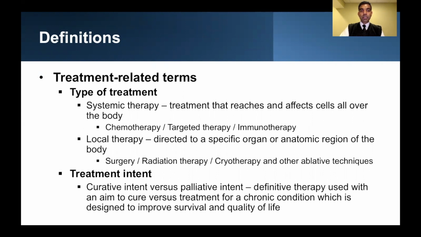Definitive therapy that is used with an aim for cure is treatment delivered with curative intent, such as surgery, whereas treatment that is given for a chronic condition which is designed to improve survival and quality of life is deemed a palliative treatment. Now, in the treatment of advanced unresectable thymic epithelial tumors, one uses chemotherapy or one of the systemic therapies mentioned above. Since this treatment is delivered with an aim to keep the disease under control for long periods of time, improve survival and quality of life, these are by definition palliative treatments given with palliative intent.